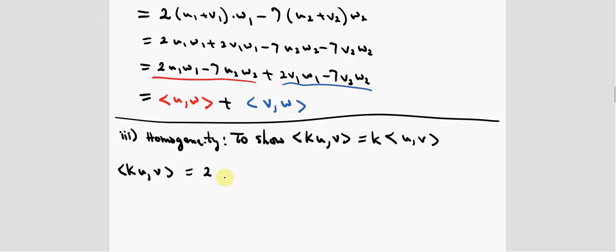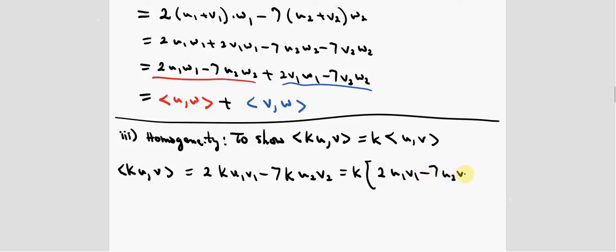Well, this is 2 times k times u sub 1 times v sub 1 minus 7 times k times u sub 2 times v sub 2. Now, if I factor out a k, I have left 2 times u sub 1 v sub 1 minus 7 times u sub 2 v sub 2. Now, isn't that the same thing as k times the inner product of u and v? Again, we've shown that the left side produces the right side.